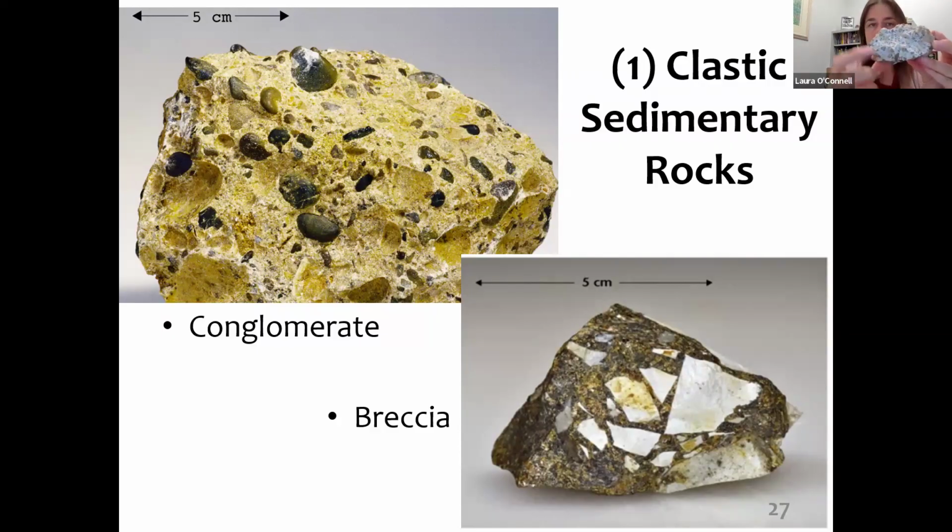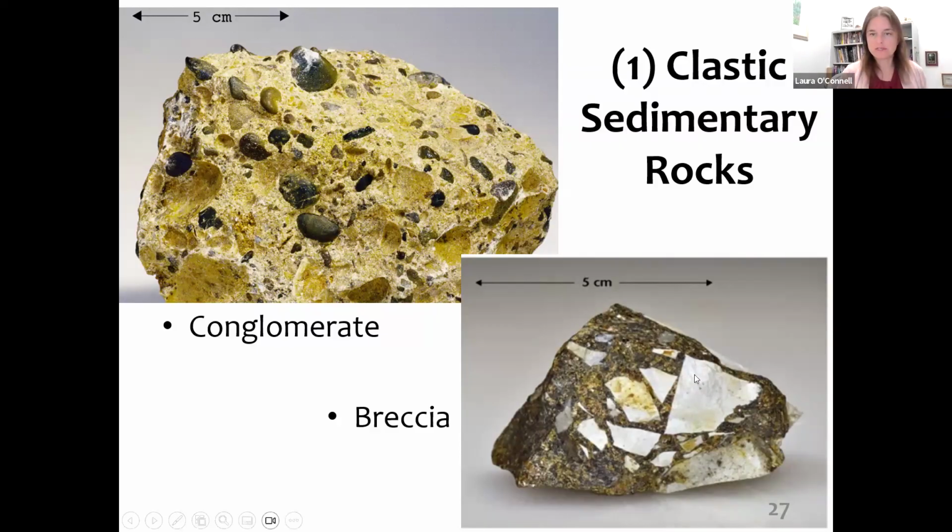And these are rounded. So a lot of times you can learn about the environment that these rocks were formed in based upon the types of grains that you have. So these rounded pebbles indicate that they were probably rolled in a river or rolled on the beach, rolled in water somehow to end up getting that rounded shape to the actual grains.